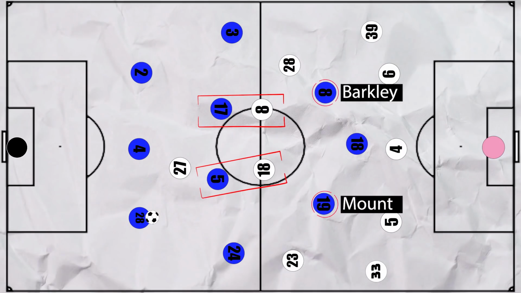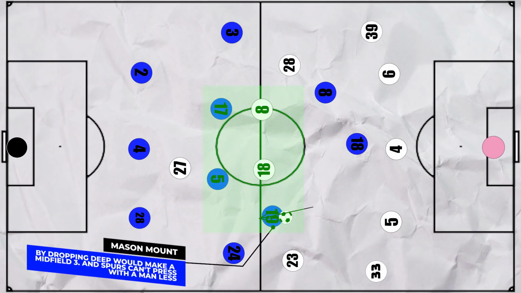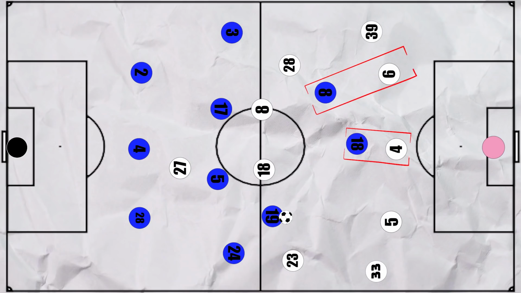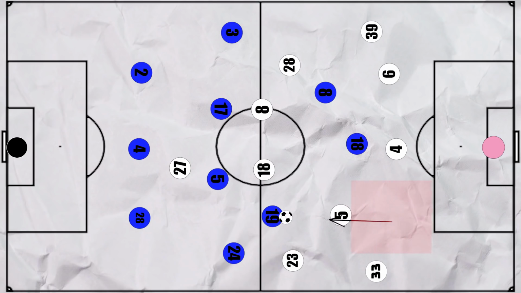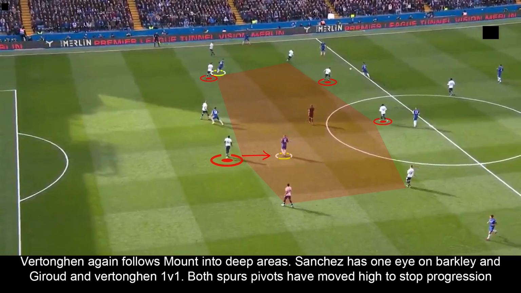But Mount and Barkley could be crucial in these phases, with one of them dropping into midfield to create a 3 vs 2, allowing Chelsea to play through the press. Interestingly, Spurs' centre-backs seemed to want to stay touch-tight to their men most of the game, so Vertonghen often followed Mount into these deeper areas. This is what led to the Giroud goal.